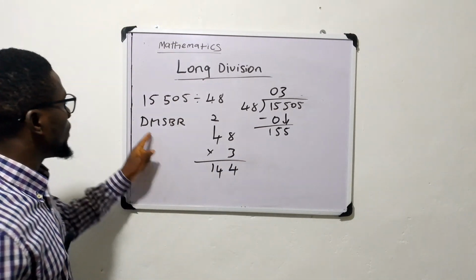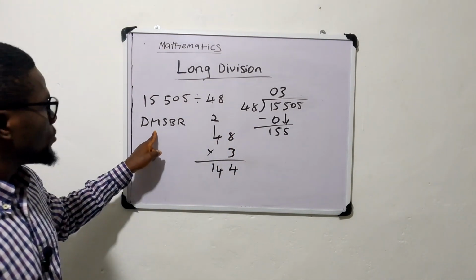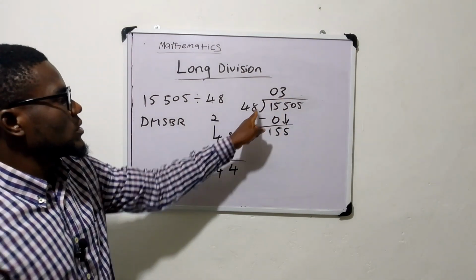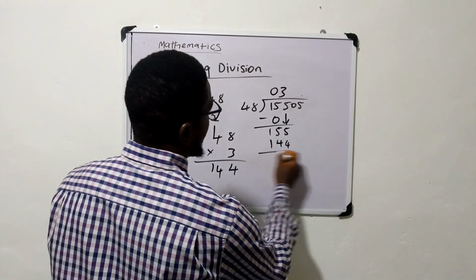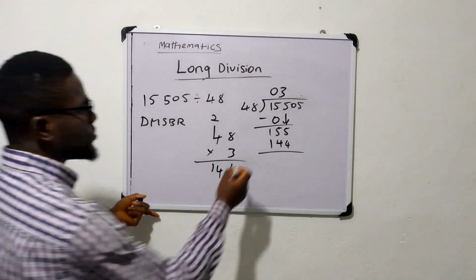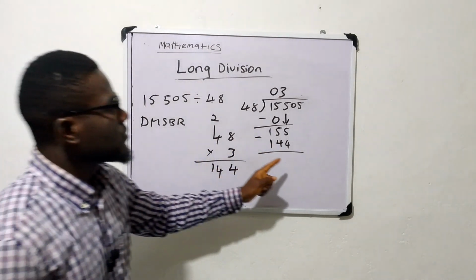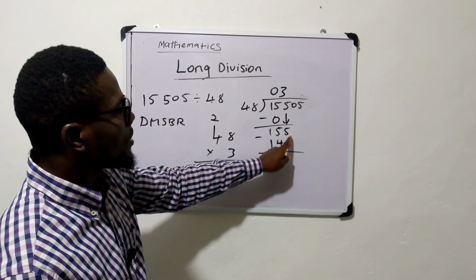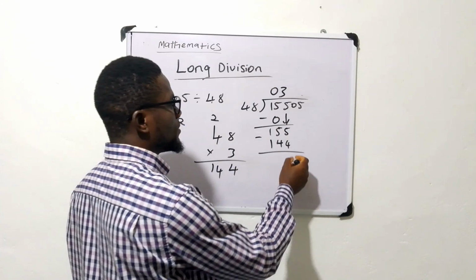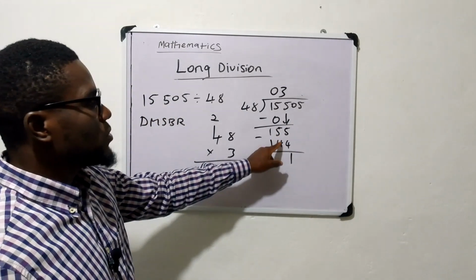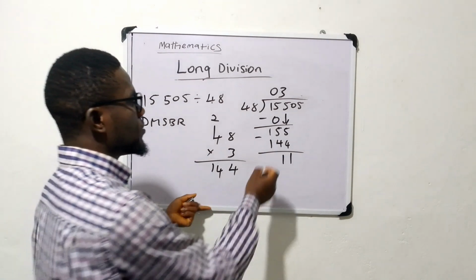So we are done with division. Then next is multiplication. When we multiply 48 by 3, we have 144. The next step is subtraction. Let's do it individually. 5 subtract 4, we have 1 left. Then when we subtract 4 from 5, we still have 1 left. Subtract 1 from 1, we have 0.